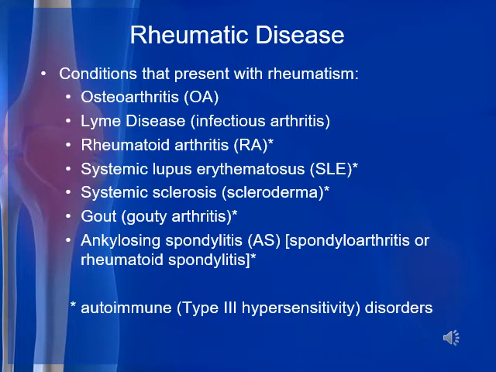So we will primarily be focusing on osteoarthritis, rheumatoid arthritis, lupus, systemic lupus erythematosus, and gout. But there are many, many different forms of rheumatic diseases, and patients can experience symptoms in varying degrees as well. This is an autoimmune type 3 hypersensitivity disorder.